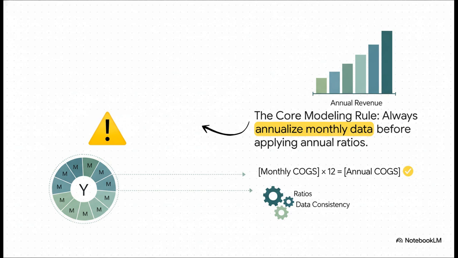Your ratios, like a 60-day DSO, they're based on a 365-day year. So if your forecast is using monthly revenue, you can't just plug that number in. You have to multiply it by 12 first to get an annualized number. You have to compare apples to apples. An annual ratio needs annual data.